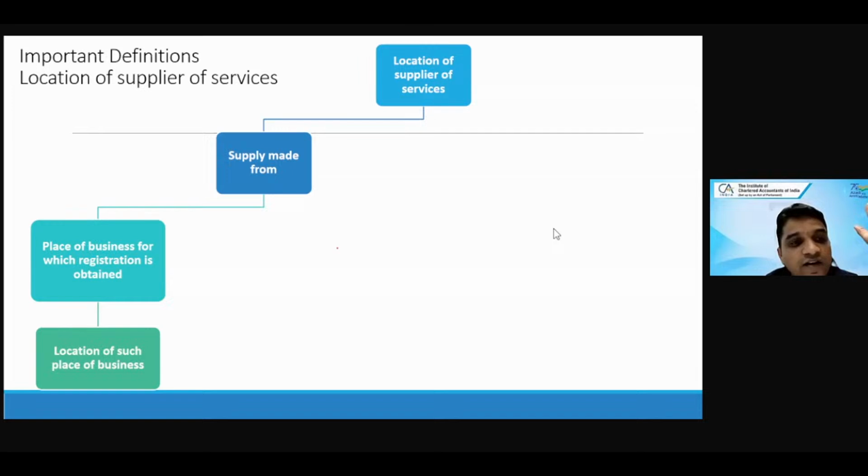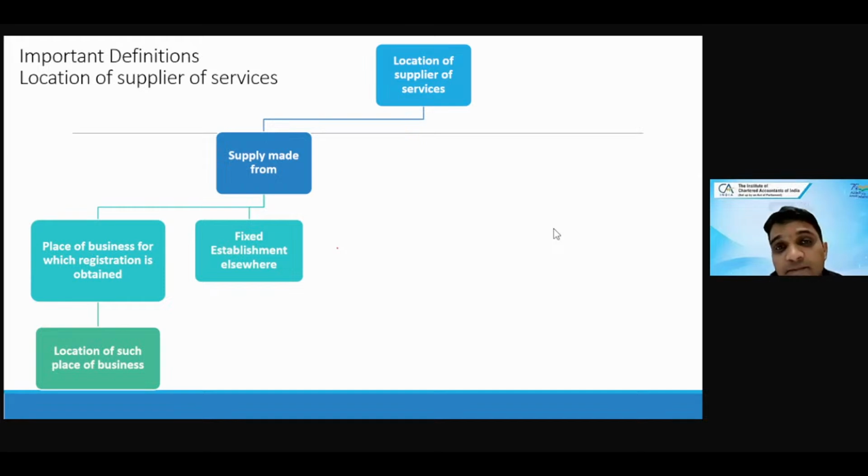He is registered where the place of business for which registration is obtained is the location of such place of business. Where that business is registered, that will become the location of supplier of service. We are not getting into place of supply. Place of supply are different rules. We are only getting into the definition of location of supplier of service. So if the person is registered, where he has taken the registration, that is the location of supplier.